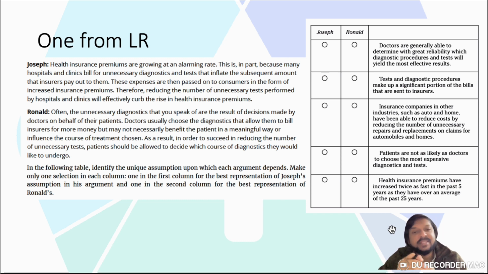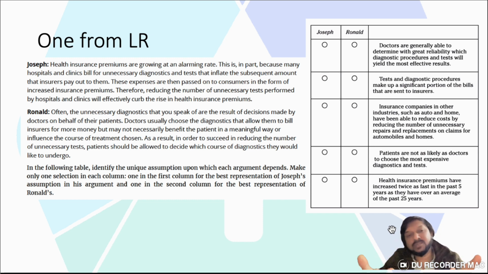Okay. Let's now try to understand. They're asking, if you have read the whole story, identify the unique assumption which each argument depends on. And therefore, what did Joseph take as an assumption before he gave his point of view? Similarly, what Ronald took as an assumption before he gave his point of view. That is what they're asking. Okay, for Joseph it is column 1, for Ronald it is column 2.